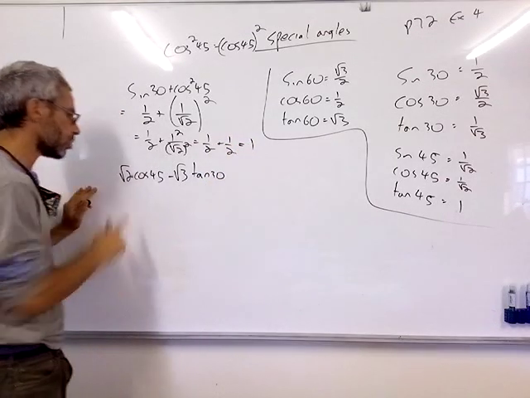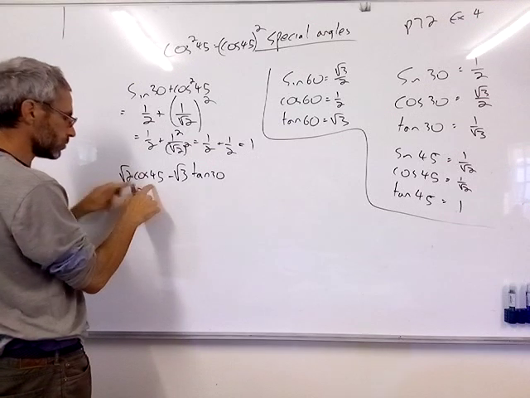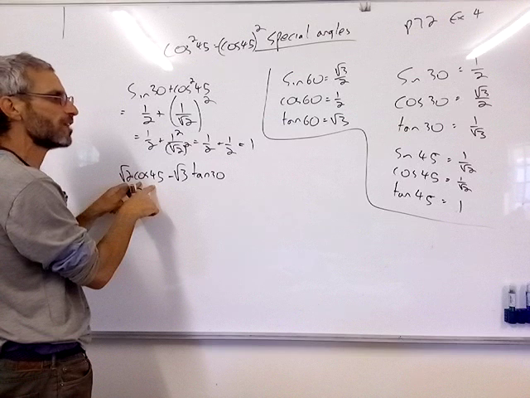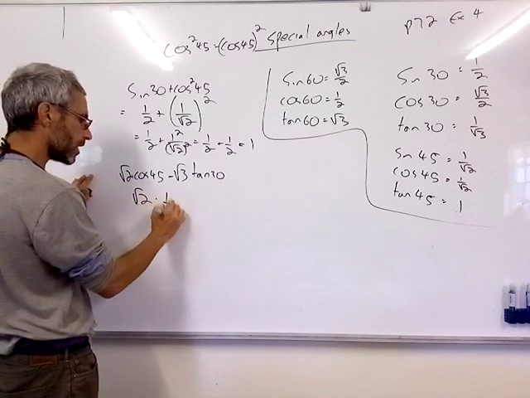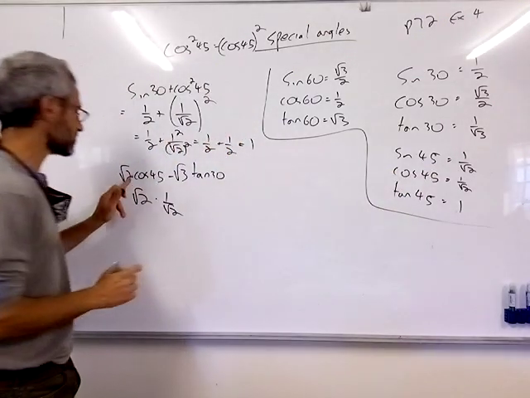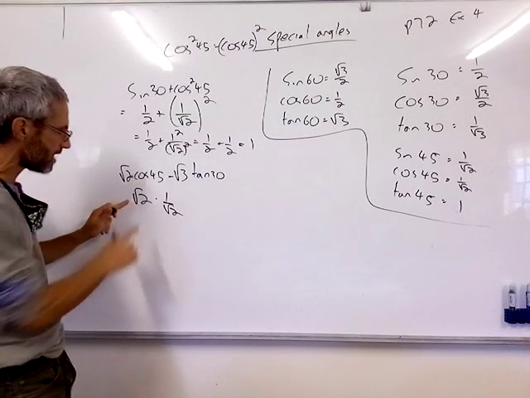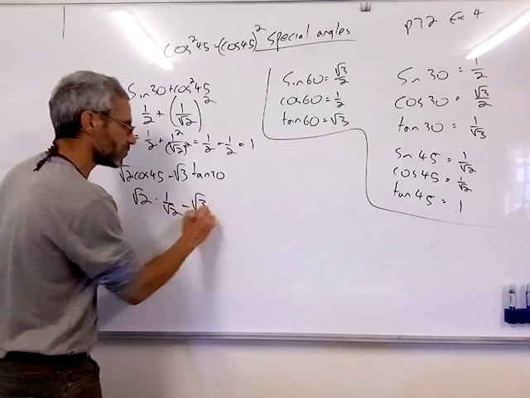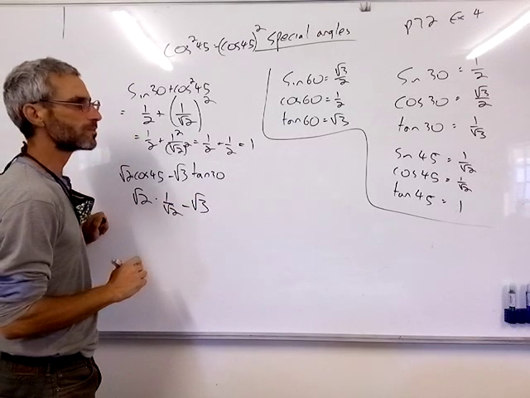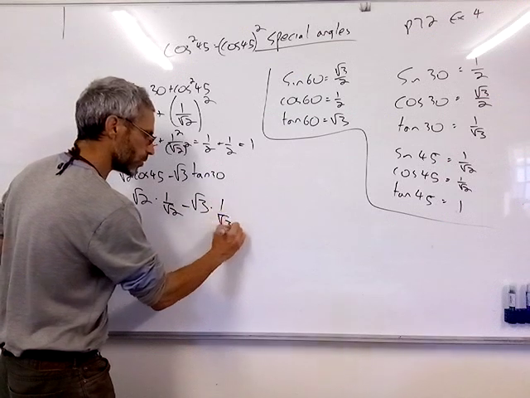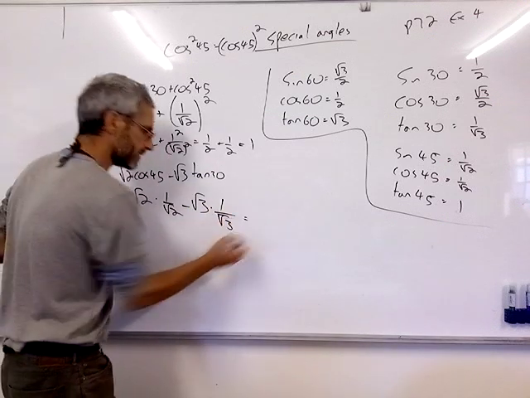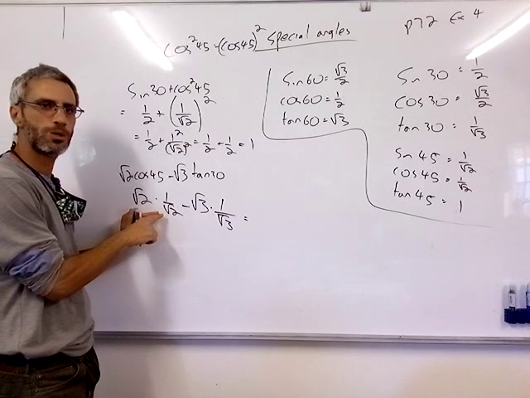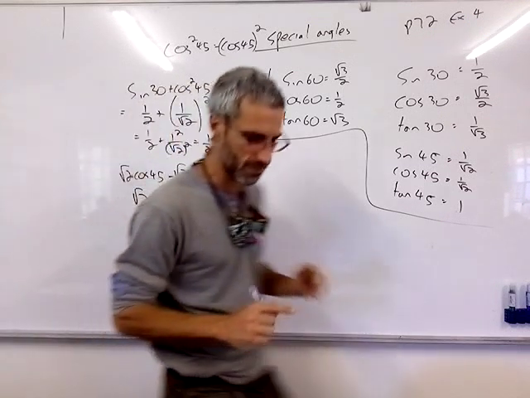Okay? Let's do one more. Square root 2 times cosine 45, minus square root 3 tan 30. What is cosine 45? 1 over square root 2. So square root 2 cosine 45 is the same as square root 2 times 1 over square root 2. Minus square root 3. What is tan 30? 1 over square root 3. Okay, that's a bit easy. What is square root 2 times 1 over square root 2? 1. It is 1.